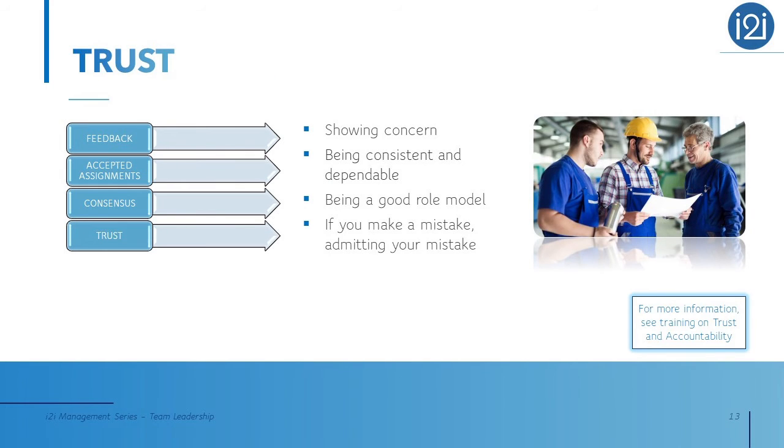T is for trust. And trust is one of the most important aspects of being a supervisor or manager. Your staff needs to trust you. This requires you to be consistent and dependable. The minute you're inconsistent or not dependable, that is going to hurt your reputation and your relationship with your staff. But you can develop trust by showing concern, being consistent and dependable, being a good role model. And if you make a mistake, admit you made a mistake.